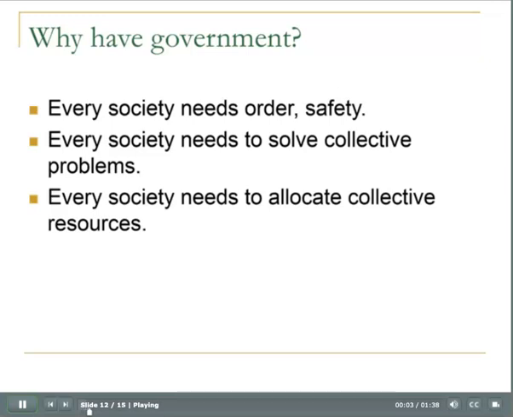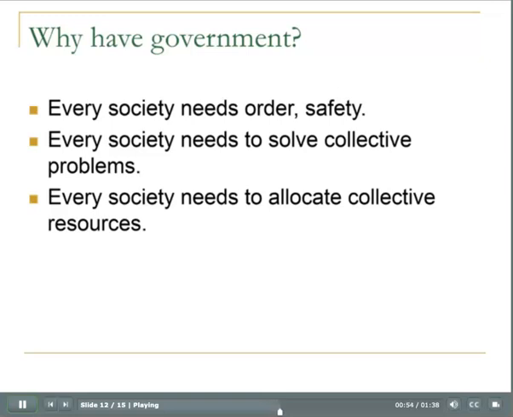A related problem is that every society needs to allocate collective resources. Who decides who gets what in a society? Who decides who gets the most choice parcels of land? Who decides who gets assistance and who does not get assistance? Who decides how much water a farmer has versus a business operator versus a homeowner? These decisions have to be made. Otherwise, conflict will occur surrounding these collective resources.